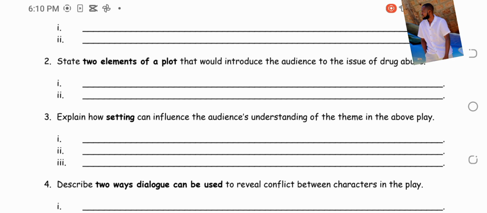Setting shows the environment. It is the time and place where the event took place. So it shows the environment, influences also the mood, and makes the theme realistic.